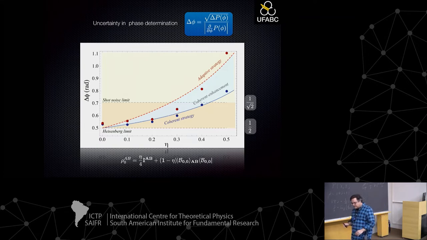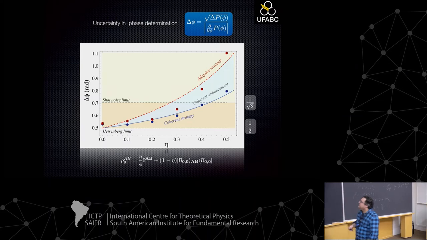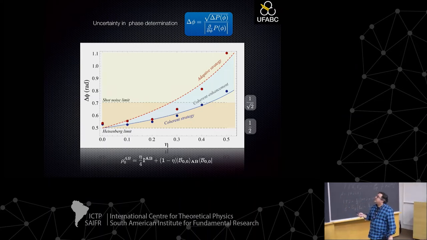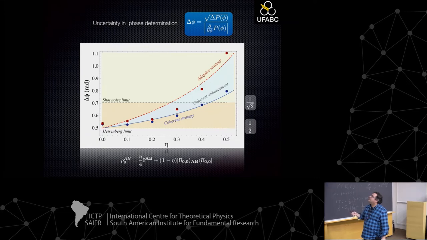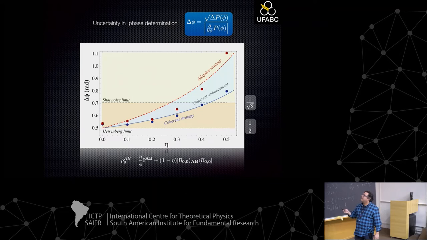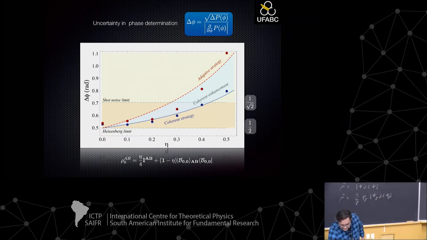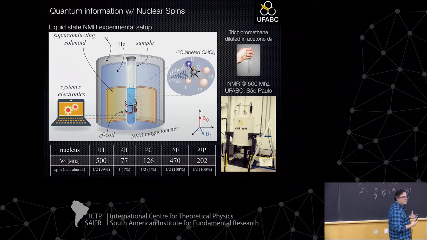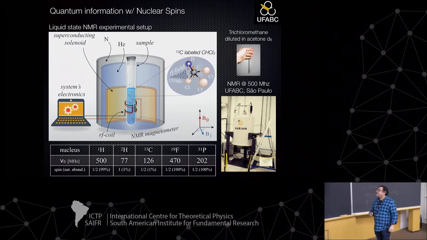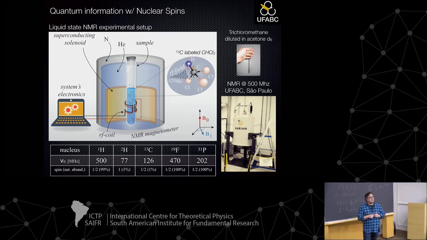This experiment was performed using NMR, and I will talk about NMR in the next slides. So here we can see that the gap between the coherent strategy and the adaptive strategy increases as we increase the noise. Even in the regions where we don't have entanglement anymore, we still have this kind of gap. So this is a kind of discord in quantum metrology. In the classical scenario, we don't have this kind of gap. So we have a kind of coherent arrangement in this metrology protocol. This is just to give you a taste of what quantum metrology is. Any questions about quantum metrology?